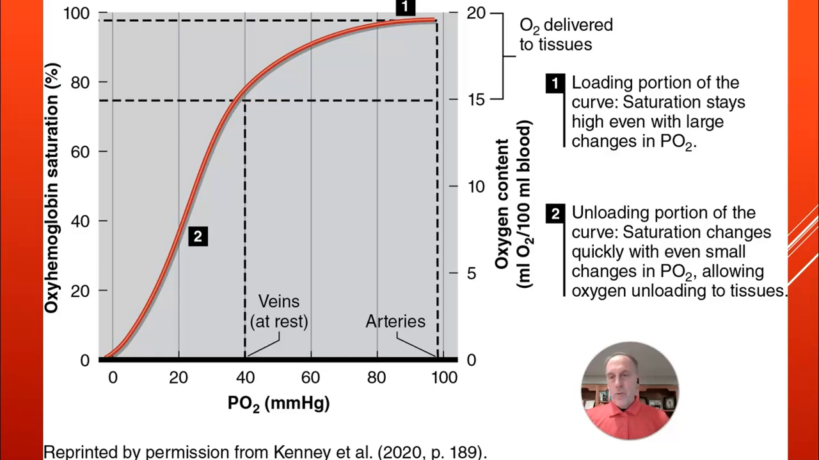As you look at this curve, this gives us a sigmoid plot, and it gives us a nice S curve. And you look at the number 1 and the number 2. The number 1 represents up here the loading portion of the curve. Saturation stays high even with large changes in partial pressure of oxygen, and oxygen is delivered to the tissues when you have this higher oxygen content.